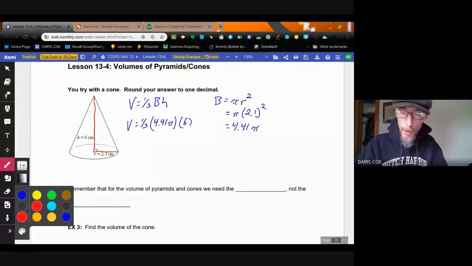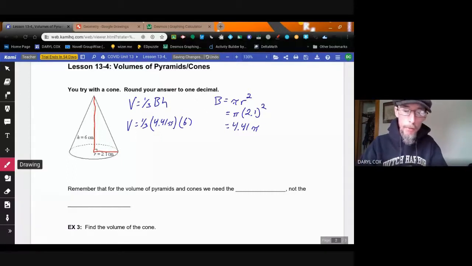Be careful. A lot of people will use this as the height, but remember, heights have to make right angles. So I can't use that as the height. I have to look at the vertical, or I'm looking for that right angle. Even if I turn this thing sideways, look for your right angle, okay? So now I've got 1/3 of that.